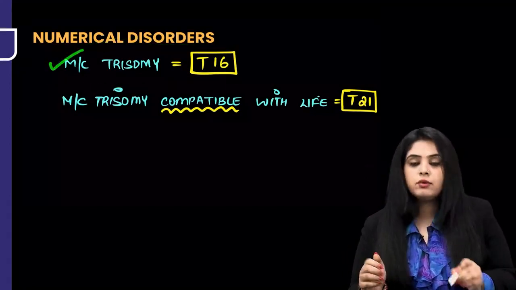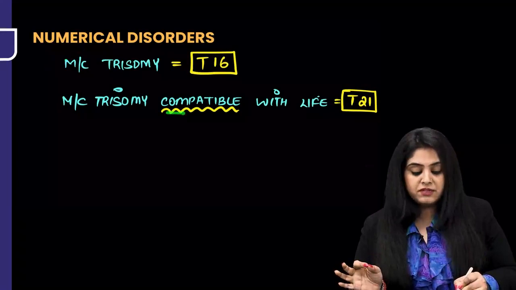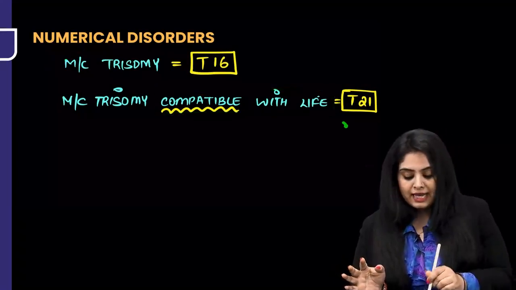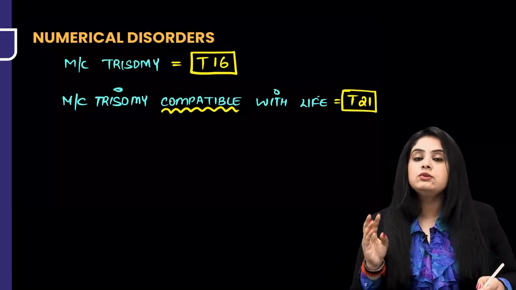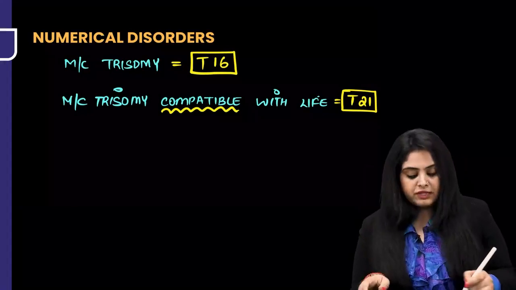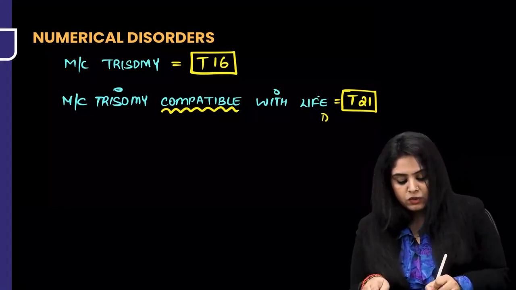Okay? So if this is the question, you mark trisomy 16, but if they ask you in terms of compatibility with life, it is trisomy 21. And that is what I'm starting with. I'm going to tell you the 2 things: clinical features and complications of Downs, that is trisomy 21. Let's get going. This is a case of Down syndrome.